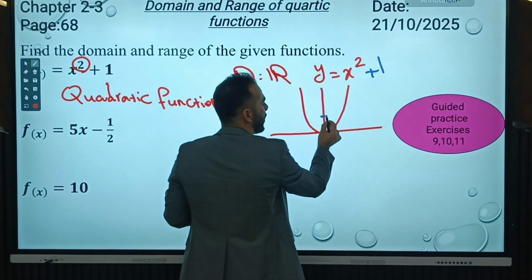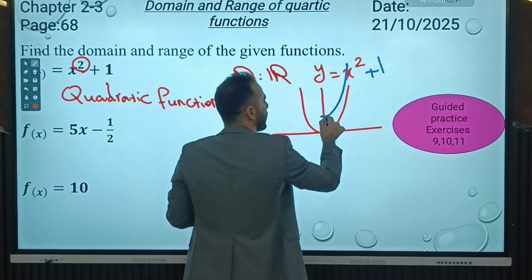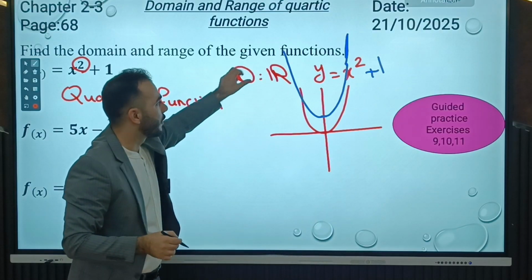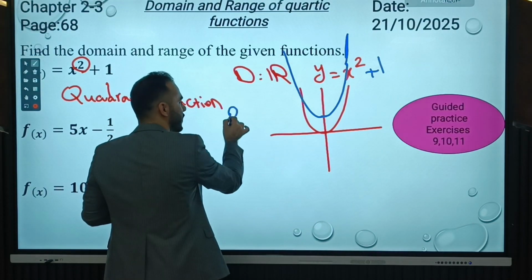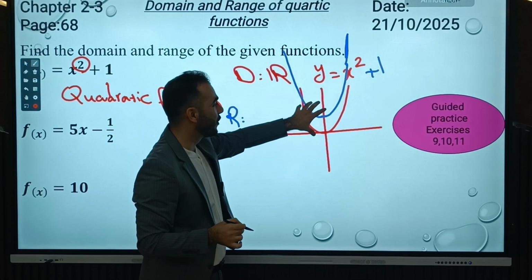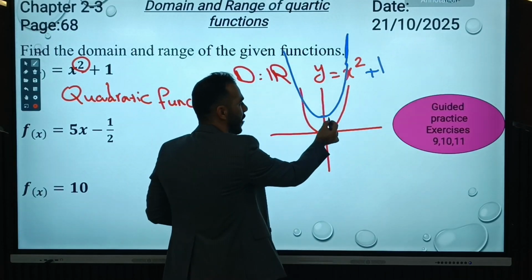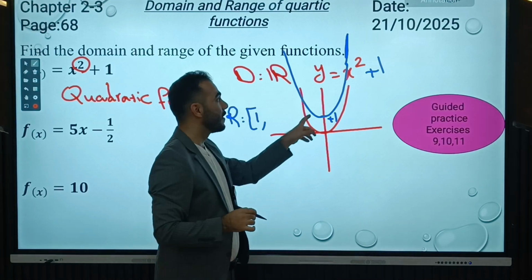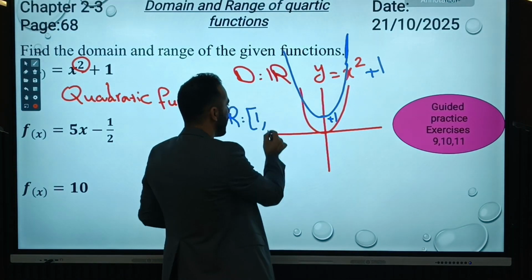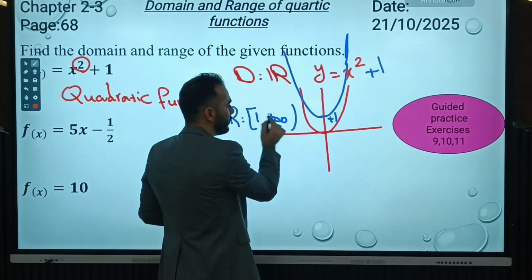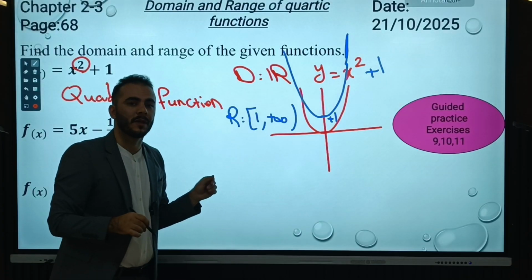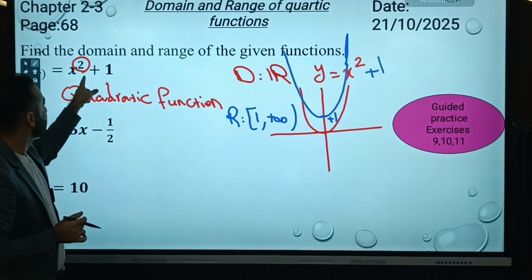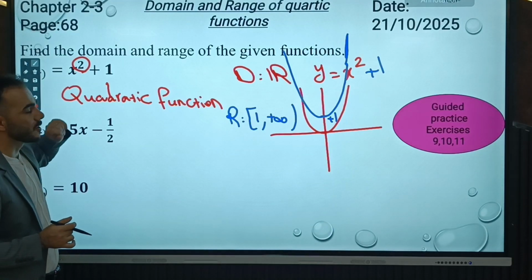Here, the domain is all the real numbers, but the range is, look, from the lowest point. The lowest point is what? +1, and it's closed, by the way, +1 to the greatest point. So the greatest point is what? Positive infinity. And with infinity, we always have an open interval. All right? Great. So it opens up. Why? Because the coefficient of x squared is positive, which is positive 1. So it opens up. All right? I hope that it is clear.